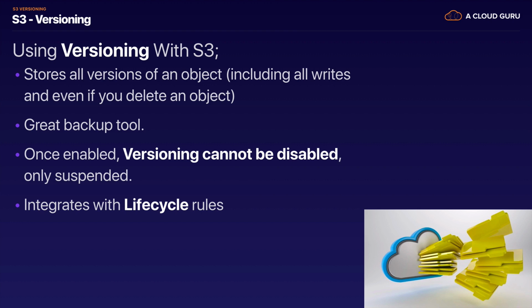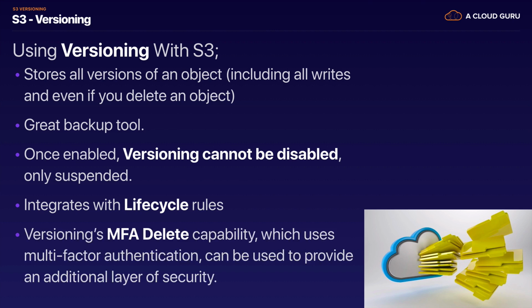It also integrates with lifecycle rules. We're going to cover that in the next lecture as well, where we'll look at how we can use lifecycle rules and versioning to move things to Glacier. Versioning also comes with MFA delete capability, which uses multi-factor authentication to provide an additional layer of security to stop people from accidentally deleting objects. To permanently delete something, you would need multi-factor authentication.